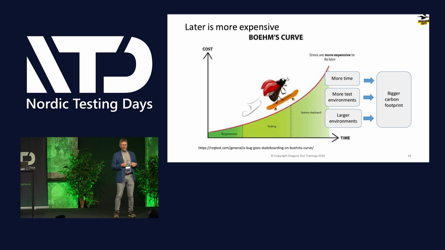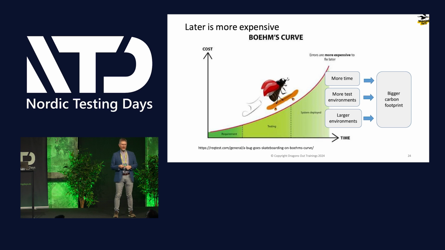Boehm's numbers, Barry Boehm's numbers, have been around for decades, and there are new studies that always give the same results, which is very straightforward. If you test early, if you find defects early, it will be so much cheaper than finding the same defects later and fixing them later.